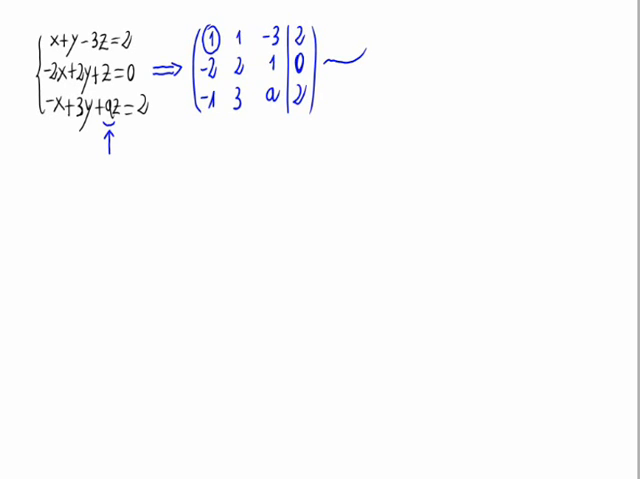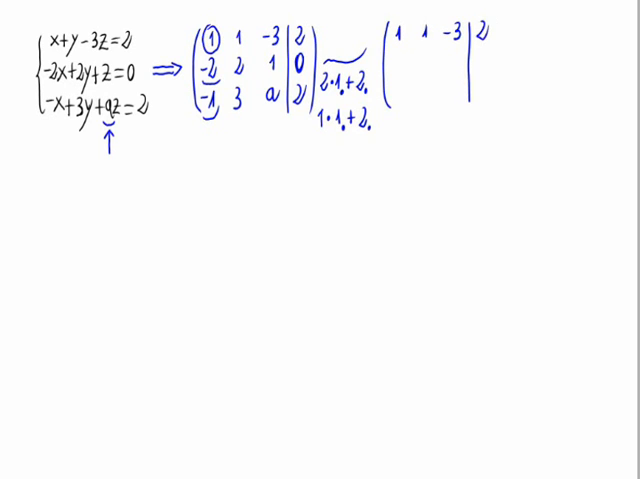And now what we have to do is multiply rows and add or subtract rows. We have to find zeros. So for the second row, let's multiply the first row by 2 and add it to the second row.